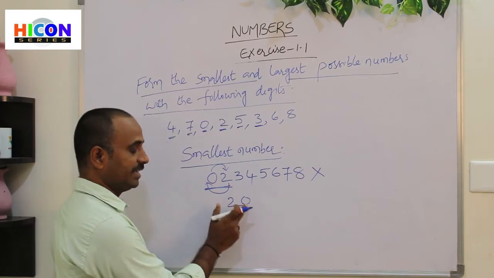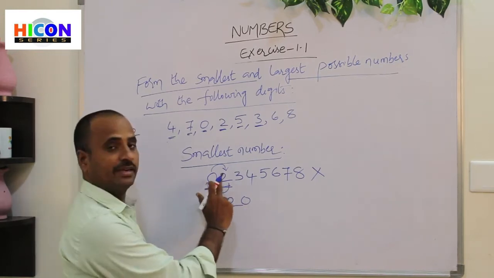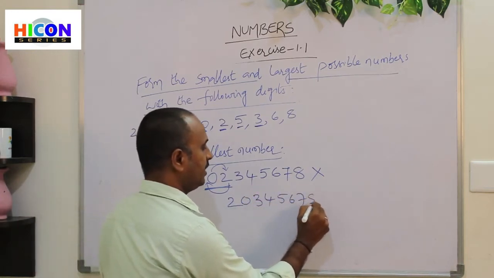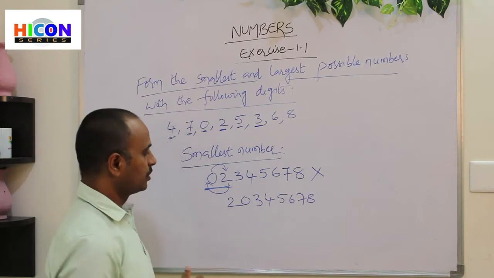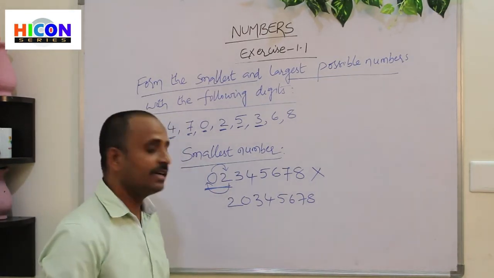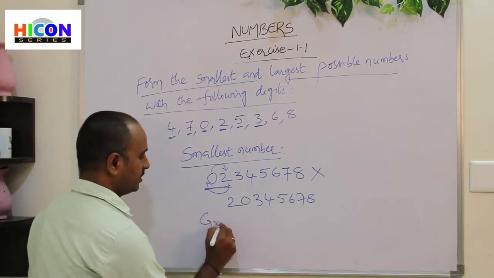Here 0 should be written in the second place and 2 should be written in the first place. The remaining digits should be as usual. So 3, 4, 5, 6, 7, 8. So that means 2 crores, 3 lakhs, 45,678 is the smallest number. Now write the greatest number.